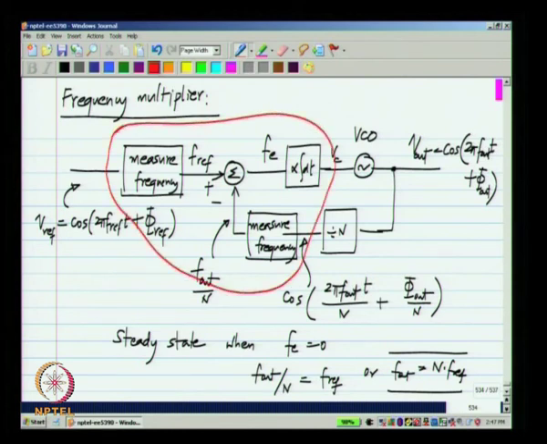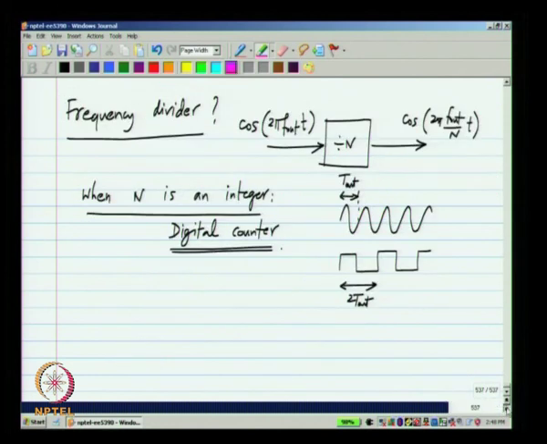Let us consider this part of it. What is happening here is we measure the frequency of this signal, we measure the frequency of the other signal, take the difference between the frequencies and integrate the difference to get the control voltage.